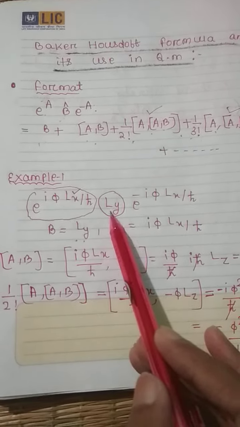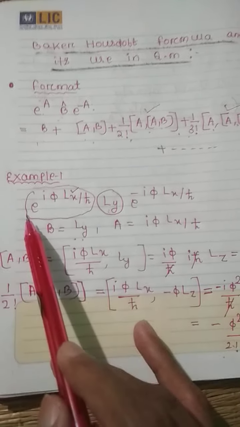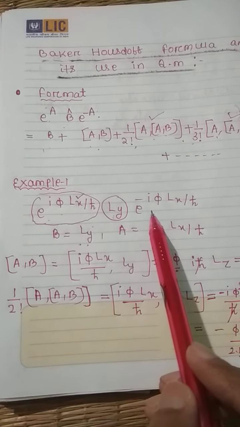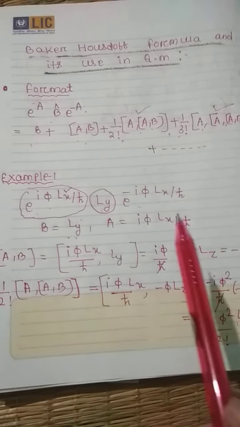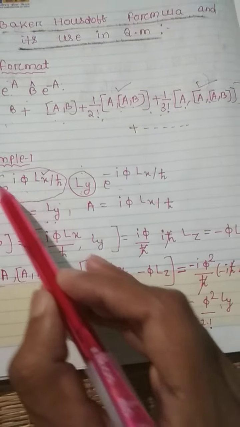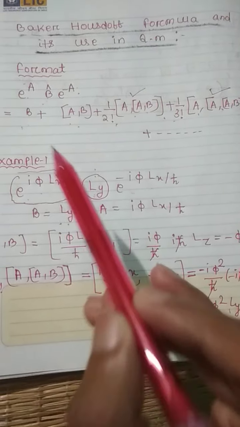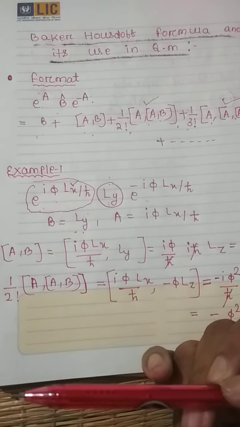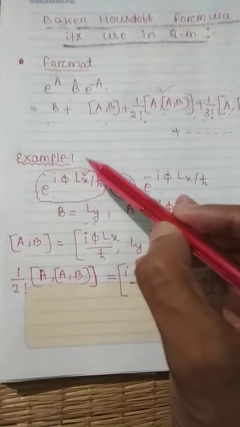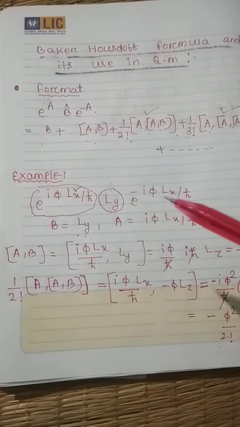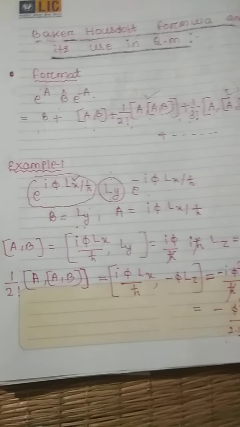Let's explain the transformation of the Ly operator. The question is e to the power i phi Lx upon h cut, Ly, e to the power minus i phi Lx upon h cut. Here we have to transform the operator Ly. Basically, e to the power i phi Lx upon h cut is a rotational operator, because we know angular momentum is the generator of rotation. That means we are rotating the system along the x-axis.